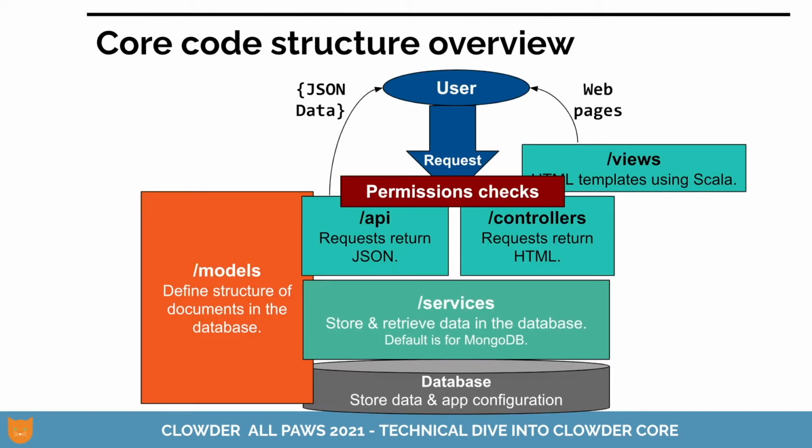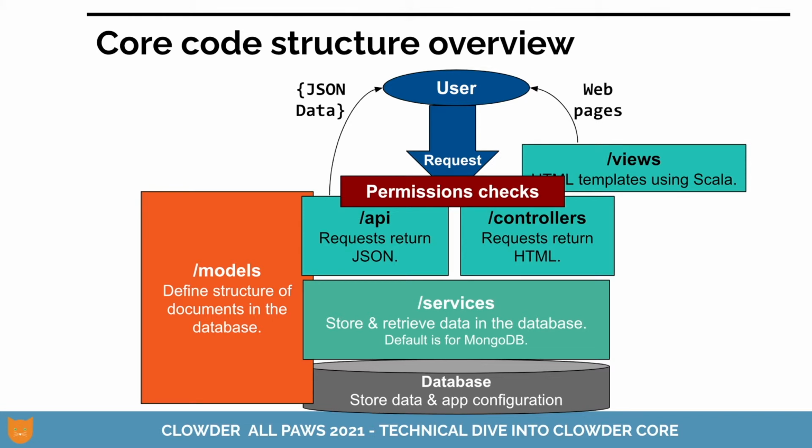This is the grand structure of the Clowder application, and when we look at the code base, we will see folders that match these different boxes that are shown here. So at the top you have a user that comes to the application and makes some request. We have a permissions layer that executes checks based on which user it is and what endpoint they're calling. We have API endpoints which return JSON, as well as controller endpoints which return HTML. We have a services layer which stores and retrieves data from the database. We use MongoDB by default. We have the database itself.